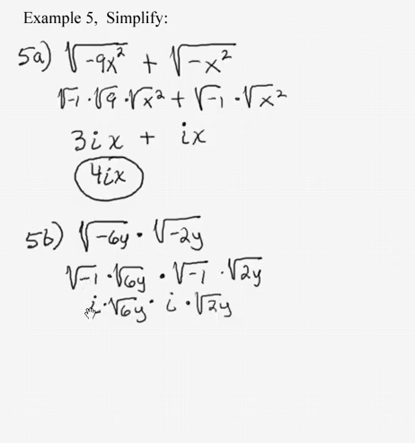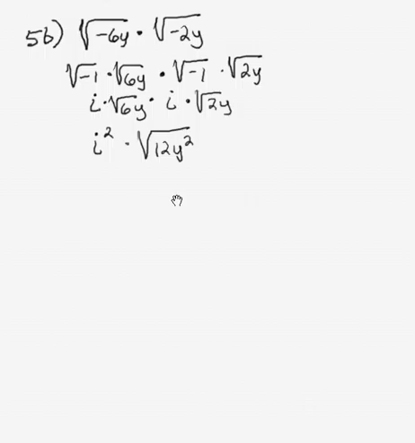Remember, the square root of -1 is the same as the imaginary unit i. We can multiply the i's now. i times i is i squared. The square root of 6y times the square root of 2y is the square root of 12y squared.